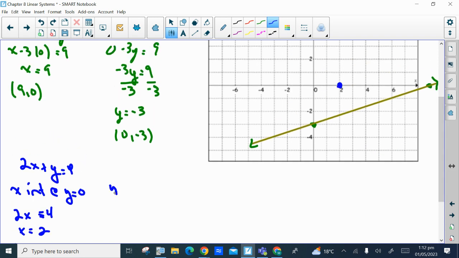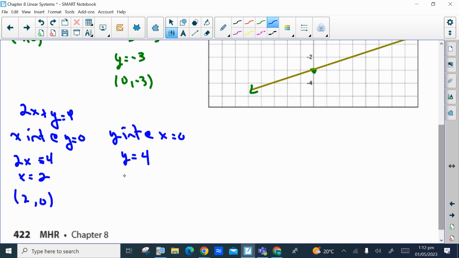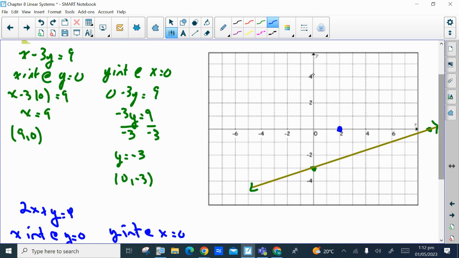Our y-intercept is where x equals 0. So that x term disappears. You're just going to have 0 plus y, or y equaling 4. So that is the point 0, comma 4. That's up here. So now we'll draw our line through those 2 points.